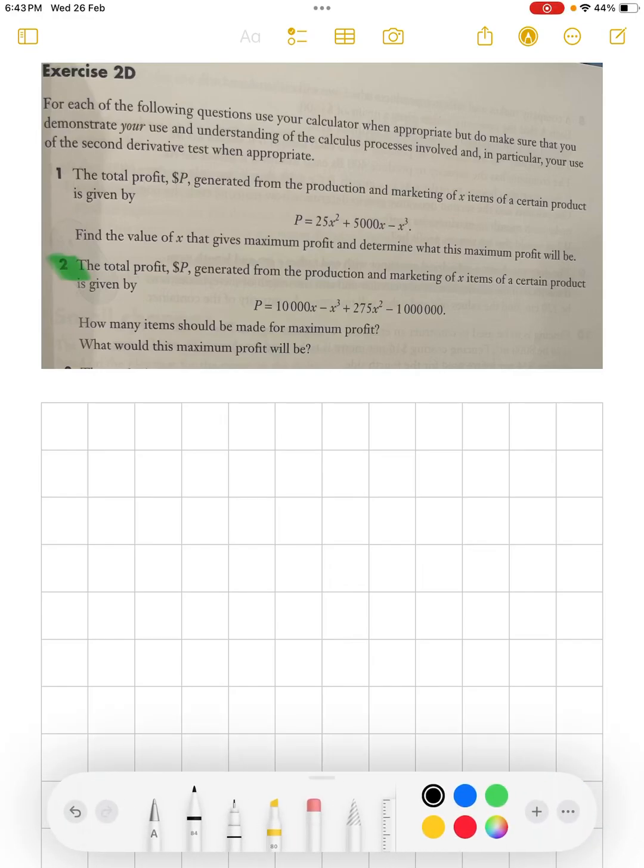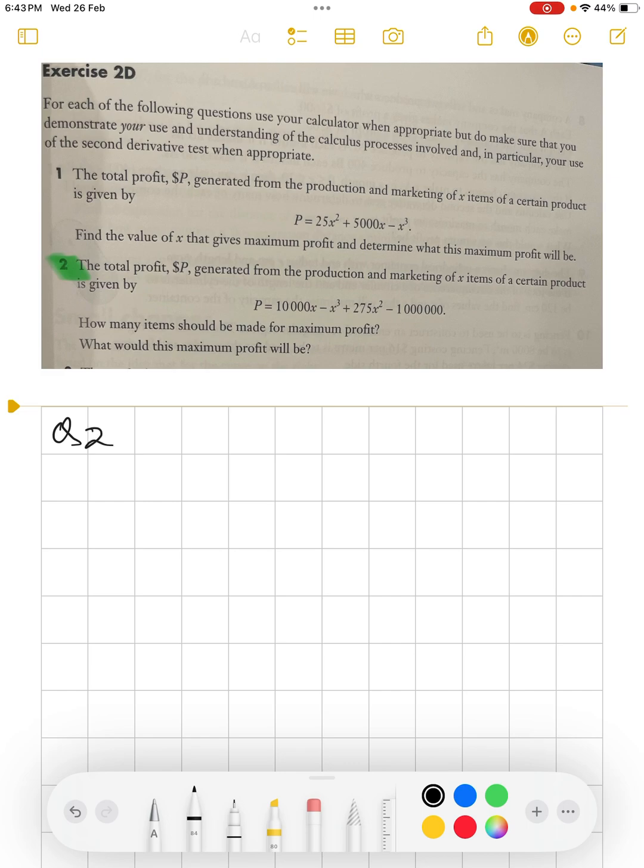Well, thank you for joining me on exercise 2D. I'm going to be looking at question 2. It says the total profit, P, equals 10,000x minus x cubed plus 275x squared minus 1,000,000.